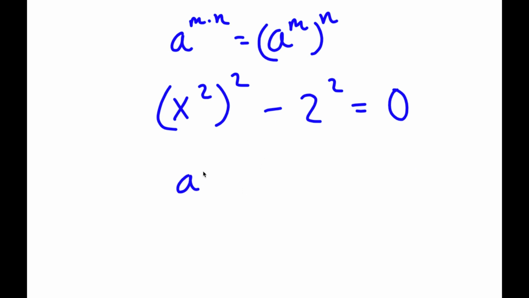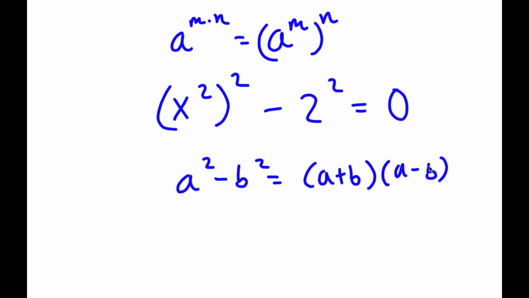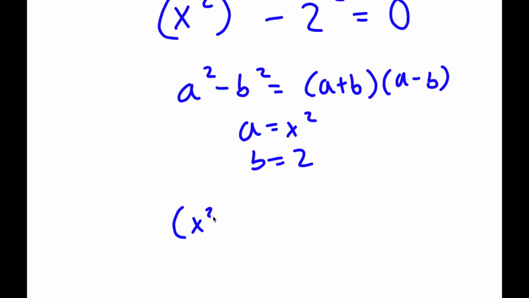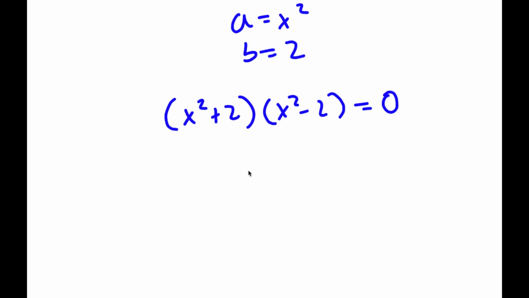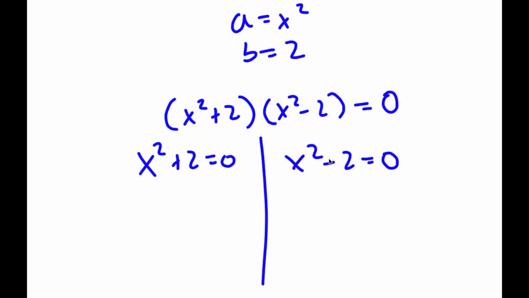Now if I have something in the form a squared minus b squared, this is equal to a plus b times a minus b. So in this case, a is equal to x squared and b is equal to 2. So now I have x squared plus 2 times x squared minus 2 is equal to 0. This gives me two equations: x squared plus 2 is equal to 0 and x squared minus 2 equals 0.